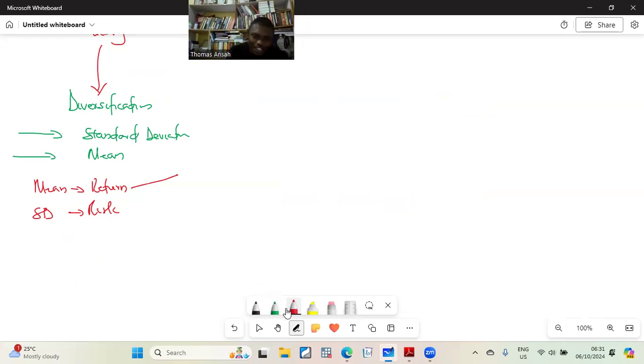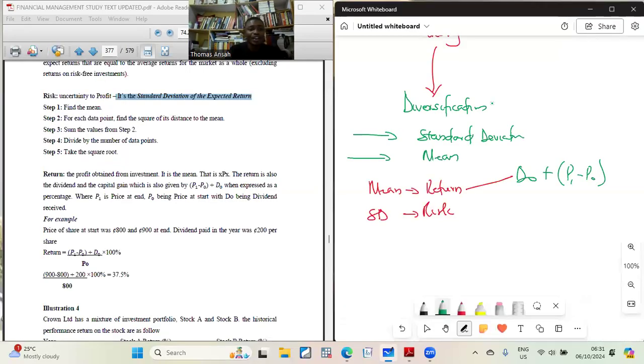Don't forget that. Where did we say our shareholders receive their wealth from? One, from the dividend that they will receive. Not only that, where else? Plus the share price difference, P1 minus P0. So that is where we can get the return. In expressing that as a percentage, we will do all over P0, multiplied by 100%. So that is how we find our mean.